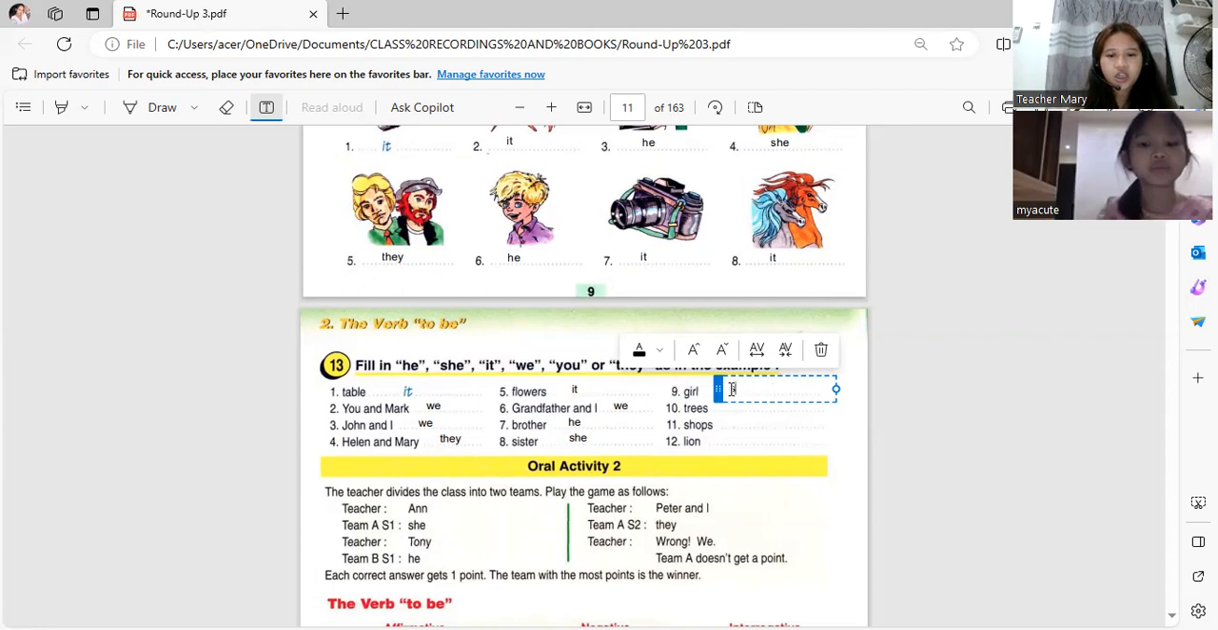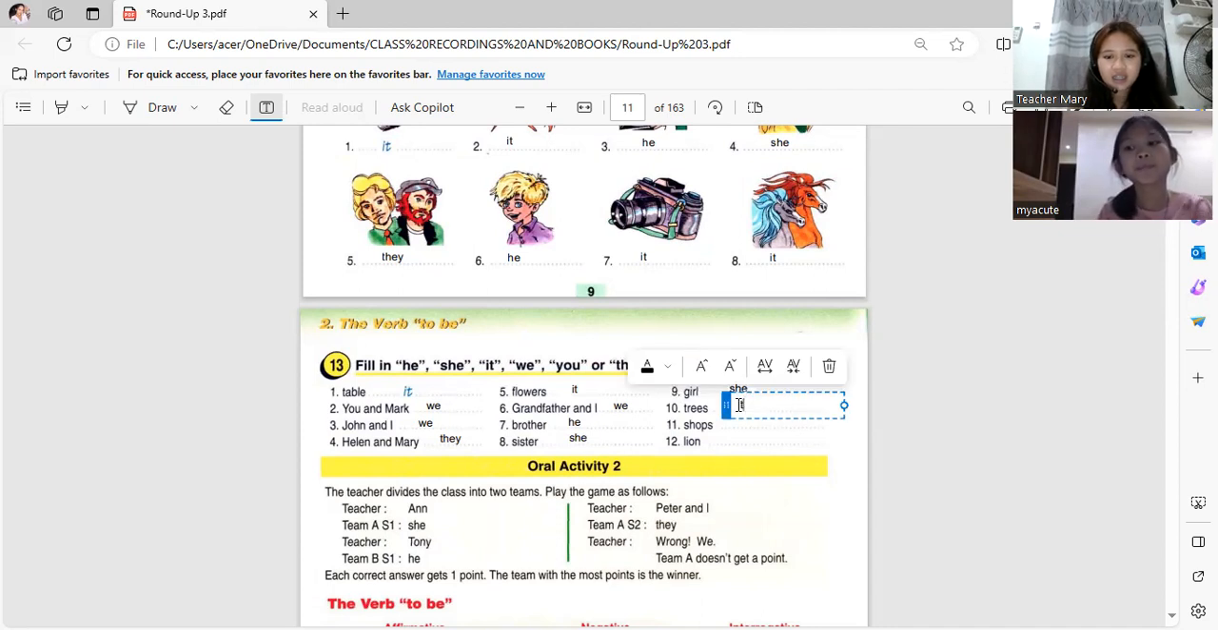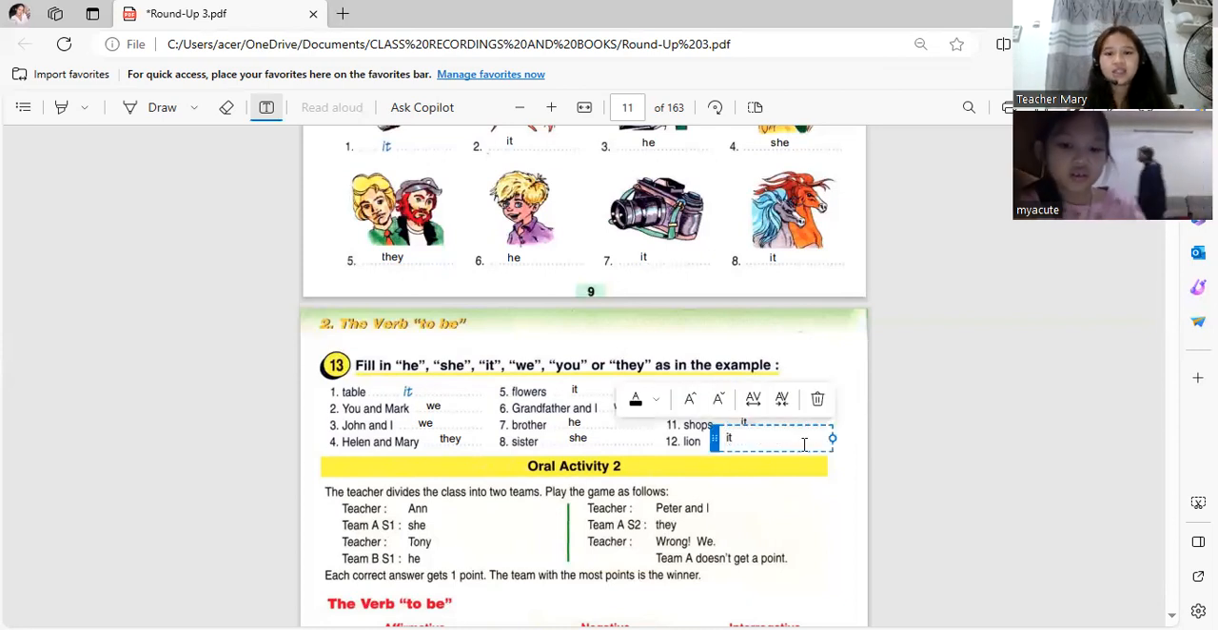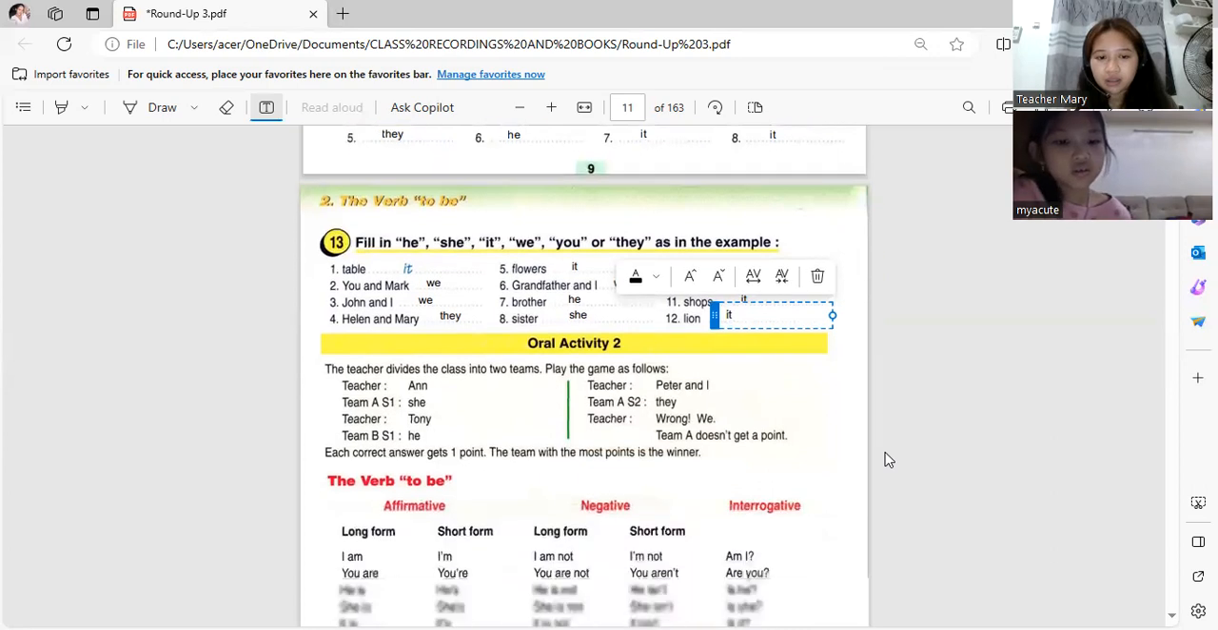He. She. Trees. It. Shops. It. Yes. Lion. It. Yes, it, since it is an animal.